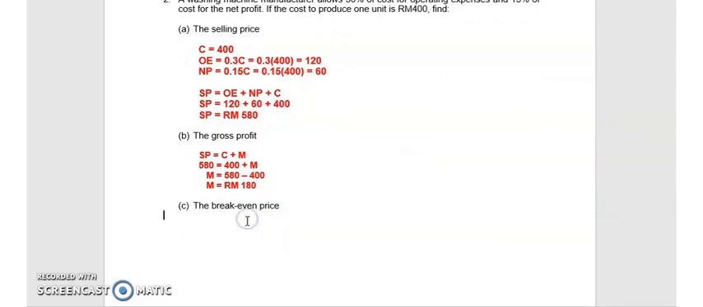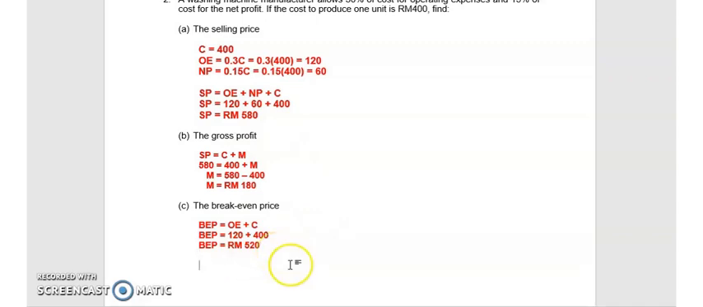Okay, last one, the break-even price. Recall what break-even price is: the minimum selling price that we can offer to a customer to avoid any loss. So break-even is when net profit equal to 0. So BEP equals OE plus C. OE is 120 plus cost is 400. So BEP equal to RM 520. Just now selling price is 580 and now BEP is 520.